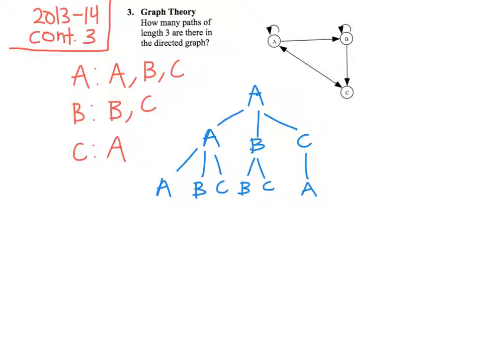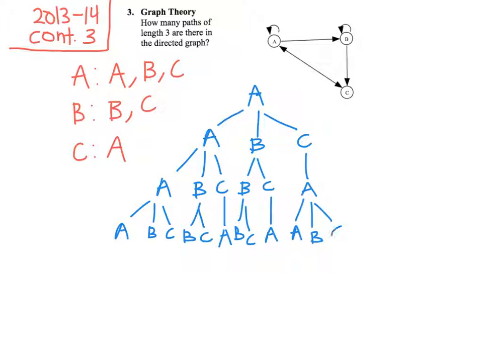Now I have the paths of length 2, but I need the paths of length 3. So I'm going to do this one more time. A goes to A, B, C. B goes to B and C. C goes to A. B goes to B and C. C goes to A. And A goes to A, B, and C.